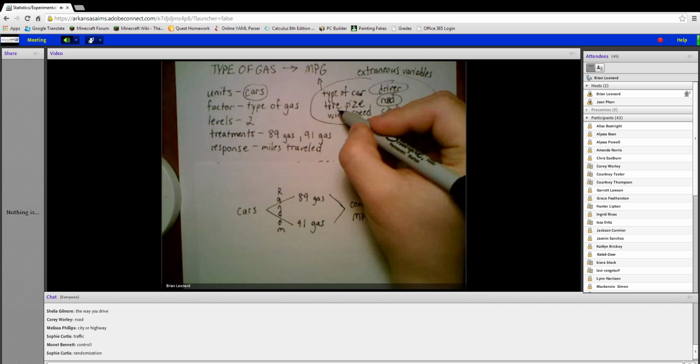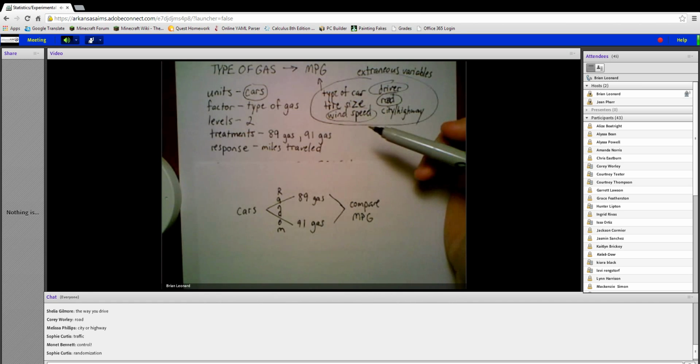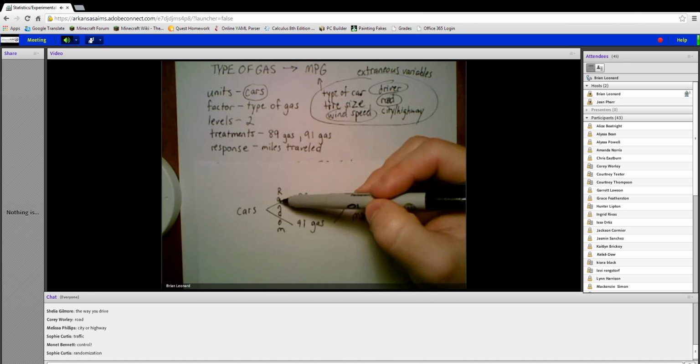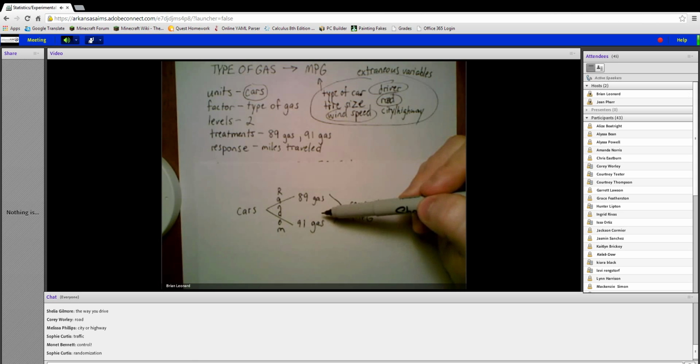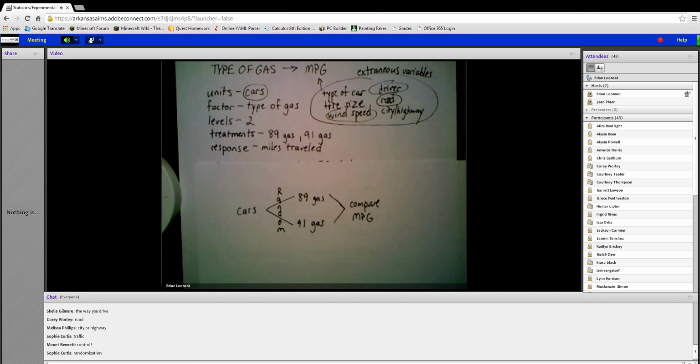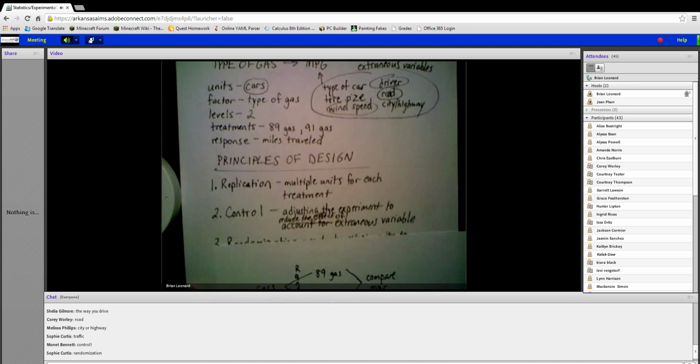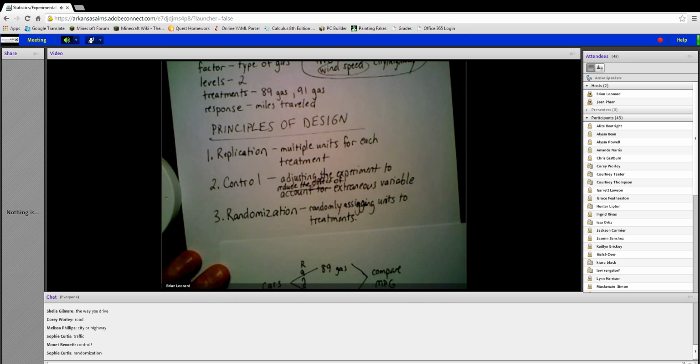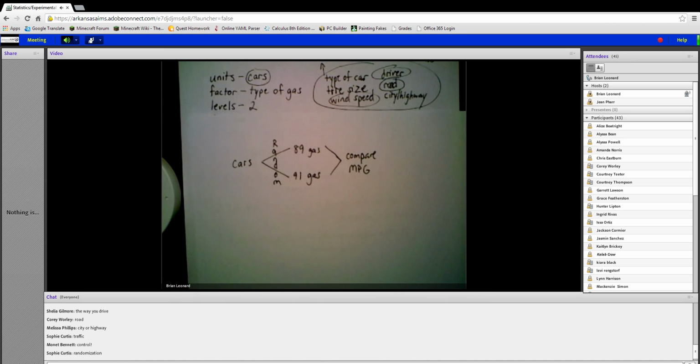Like someone said, wind speed. Well, if we can't adjust for wind speed, by randomly assigning these treatments we assume that sometimes we run the experiment under 89 gas, it might be real windy. And sometimes we run it under 91 gas, it might be windy too. But that's going to kind of even out those effects. Okay? So that's a quick little overview of the 3 principles of good design.